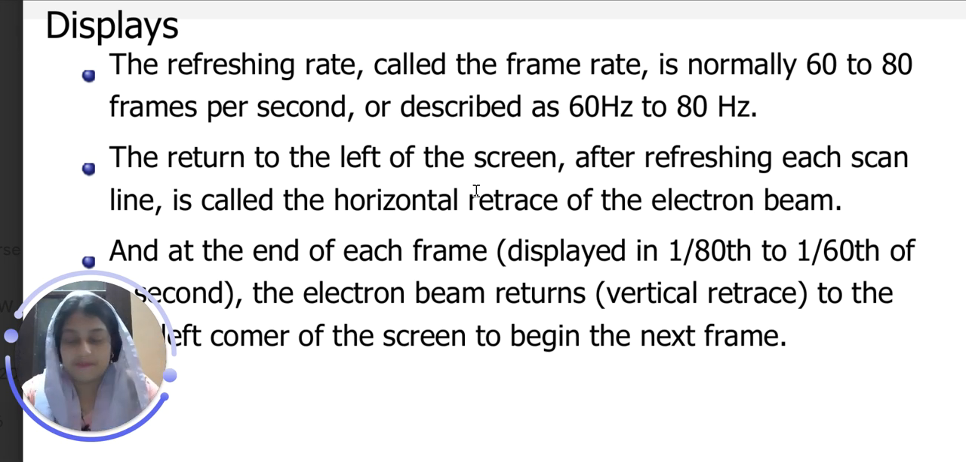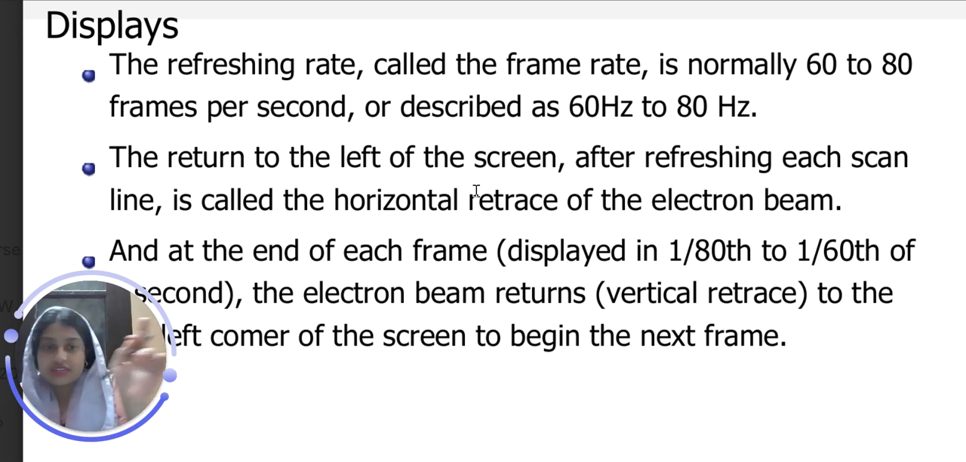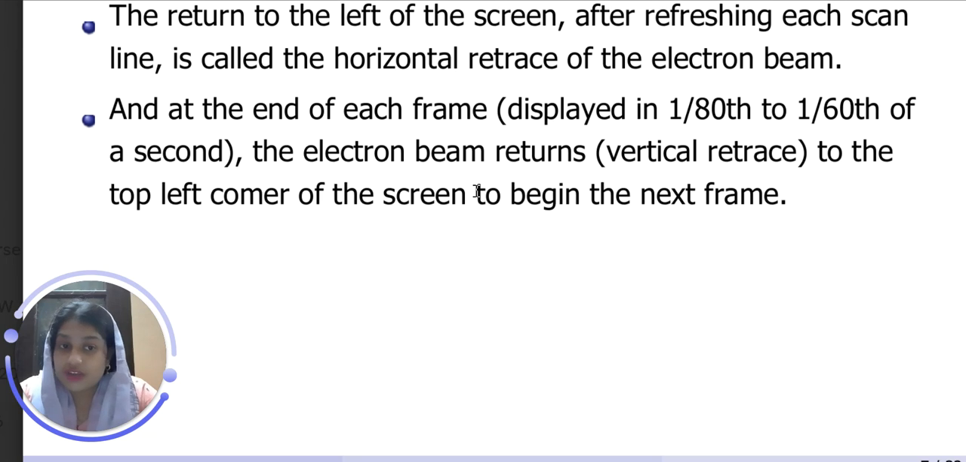The refreshing rate, called the frame rate, is normally 60 to 80 frames per second, or described as 60 Hz to 80 Hz. The return to the left of the screen after refreshing each scan line is called the horizontal retrace of the electron beam. And at the end of each frame, displayed in 1/80th to 1/60th of a second, the electron beam returns to the top left corner of the screen to begin the next frame. That is vertical retrace.